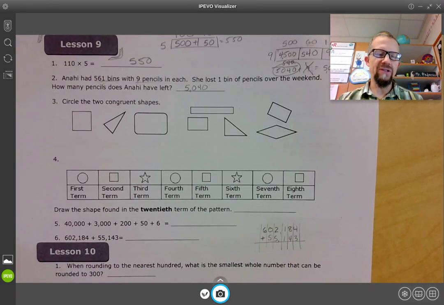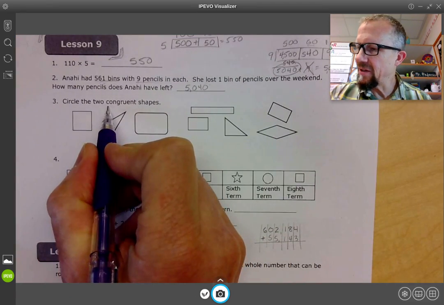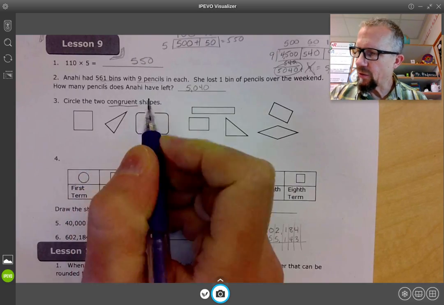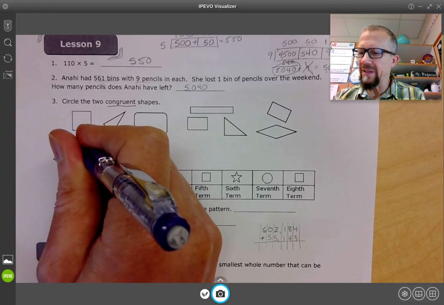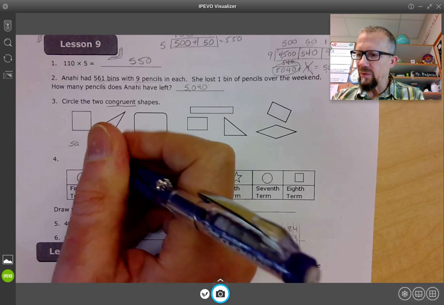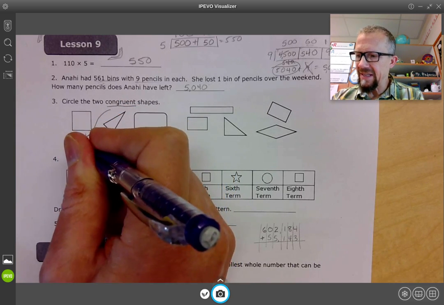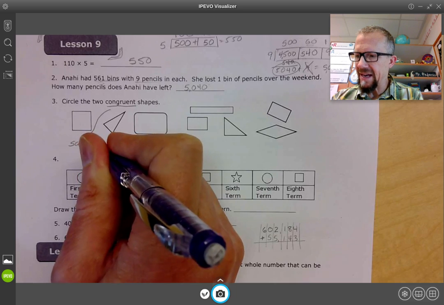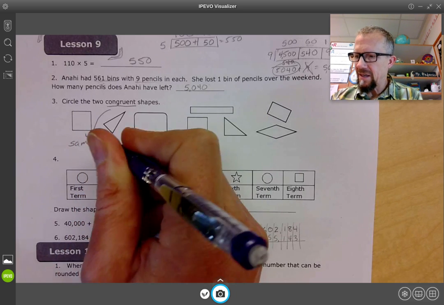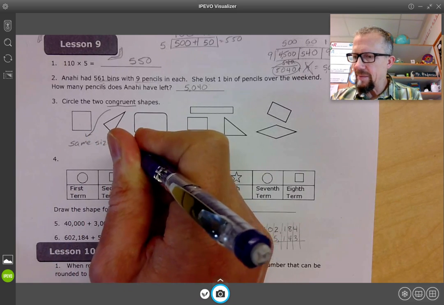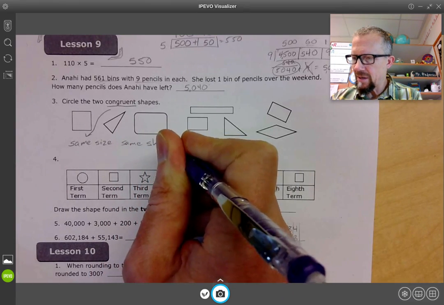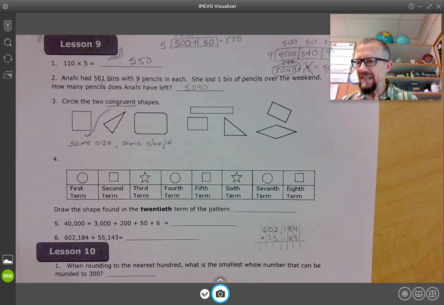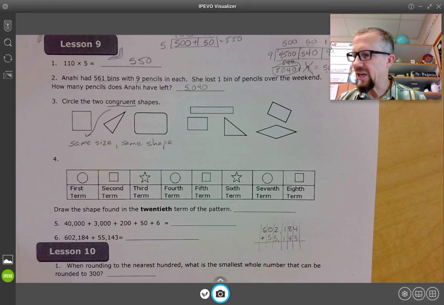Okay, next it says circle 2 congruent shapes, and you need to know the meaning of the word congruent. I'm going to write it down for you. You should write it down in your packet. Writing it down will help you remember it better. If you see the word congruent, it means same size, same shape. So it's exactly the same size and the same shape.